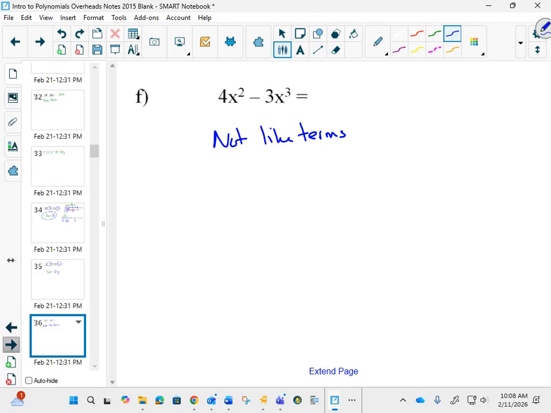This one, these are not like terms. So the best you can do here is just rewrite it. That feels really awkward that you didn't have to do any math. Wait, we can't put anything together? The answer is just what it was. It is already simplified. The question is the answer. There's nothing that will be added or subtracted or multiplied.